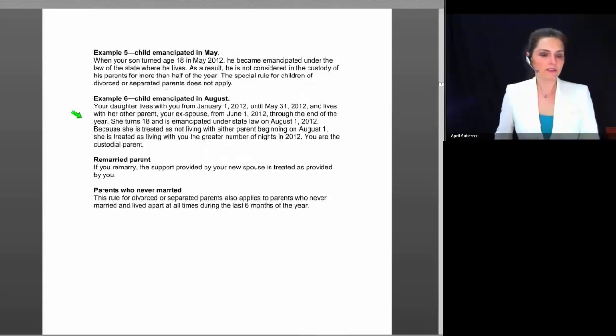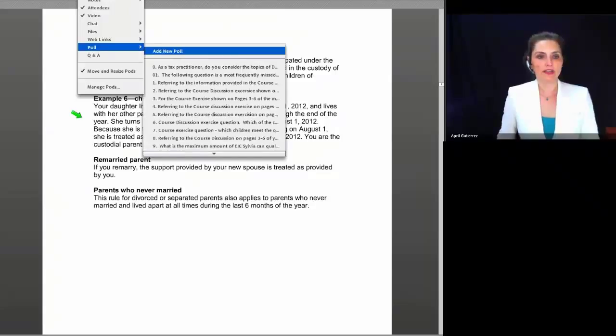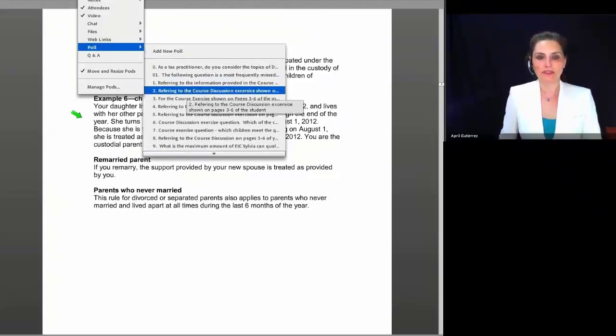So that concludes the look at the child tax credit, some of the rules for dependency, and the child and dependent care credit. I'll put up some poll questions relating to Jack and Sylvia, and you can use the period of the break to think your way through some of the problems you see in the manual.